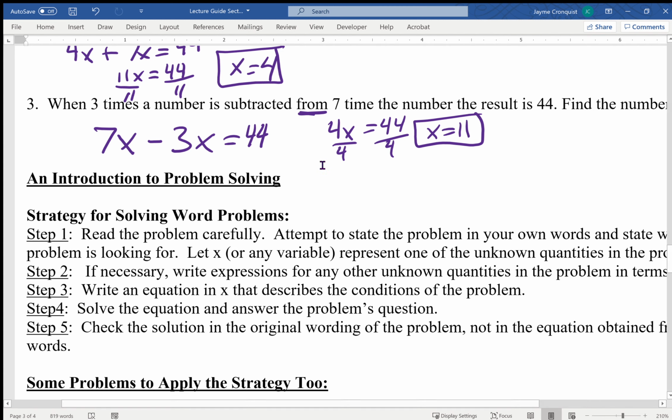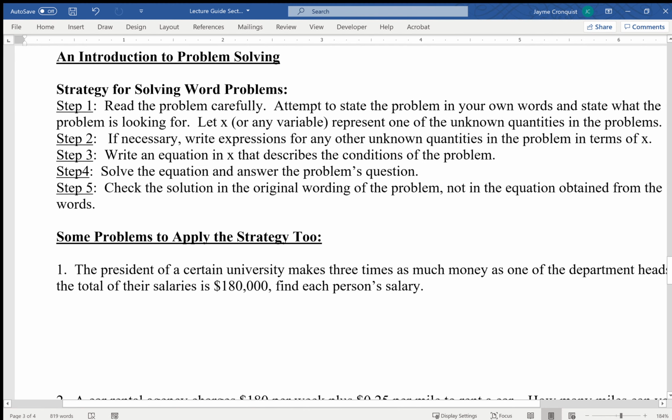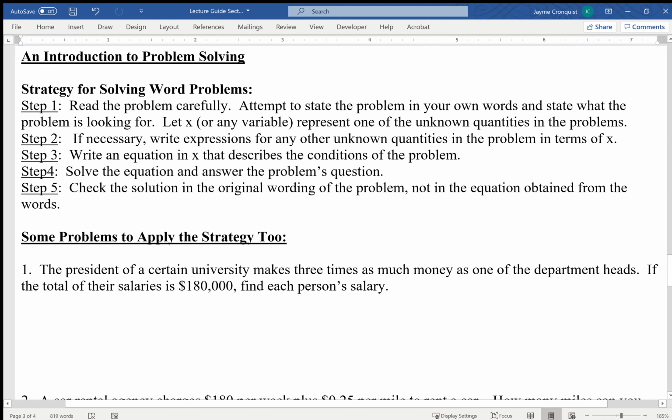All right, an introduction to problem solving. Read the problem carefully, attempt to state the problem in your own words, and state what the problem is looking for. Okay, if necessary, write expressions for any other unknown quantities in the problem in terms of x. Write an equation in x that describes the conditions of the problem, solve the equation, answer the problem's question. Check the solution in the original wording of the problem to see if you've gotten it correct.